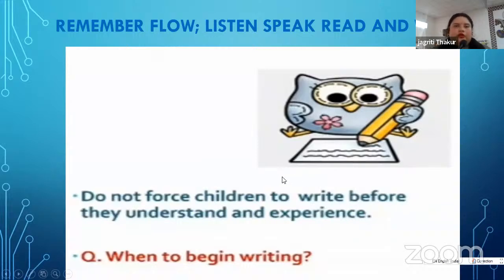Remember the flow: first we have to make him listen, then speak, then read and write. The flow must go on. When children enter the school, instead of giving a pencil in their hand and forcing them to write ABCD or 1 2 3 4, we have to focus on the fact that the child is showing you the capability that he can speak and listen first. Then we have to work on those skills first.